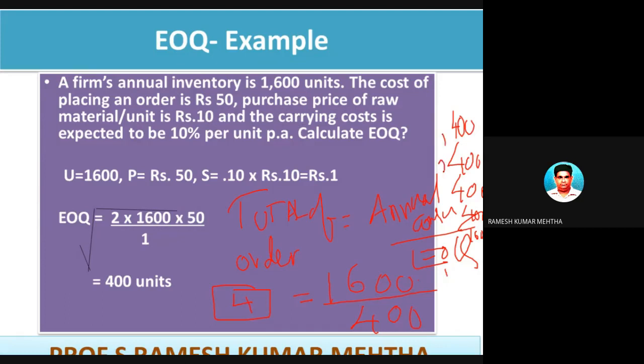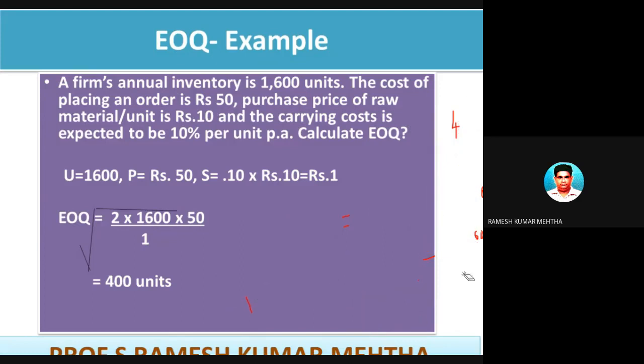So first order, second order, third order, and fourth order. How many orders are you going to place? 4 orders in a year, and each order will be of 400 units or quantity or pieces. Next one. Now, when are you going to order?